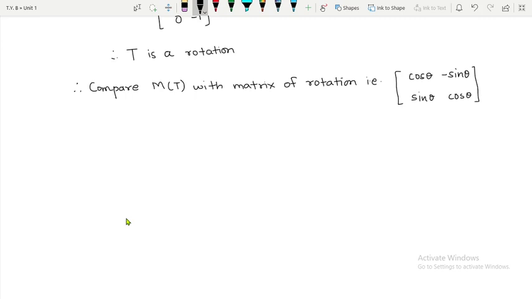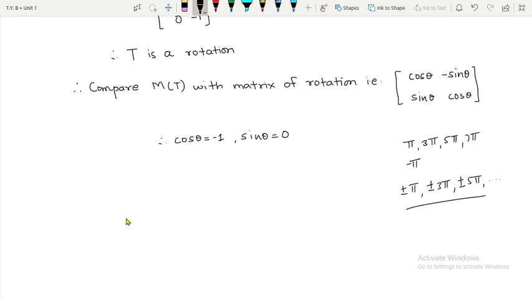So what will be our values? After comparison you will get cos theta equal to minus 1 and sin theta equal to 0. So for which value of theta is cos minus 1? It is odd multiples of pi. So if we talk about pi, 3 pi, 5 pi, 7 pi and so on, or you can say plus or minus pi, plus or minus 3 pi, plus or minus 5 pi and so on.